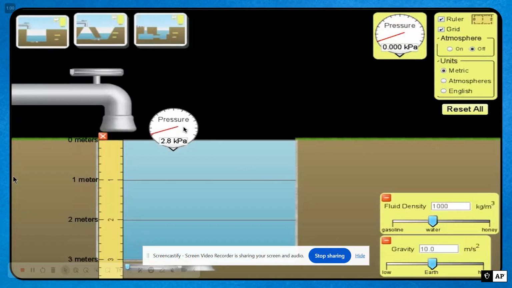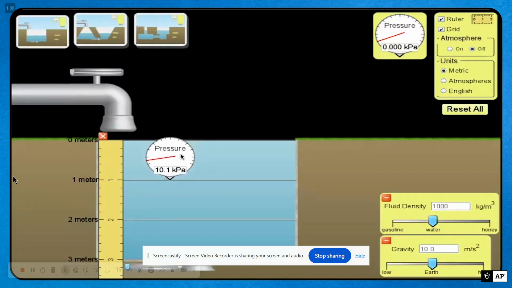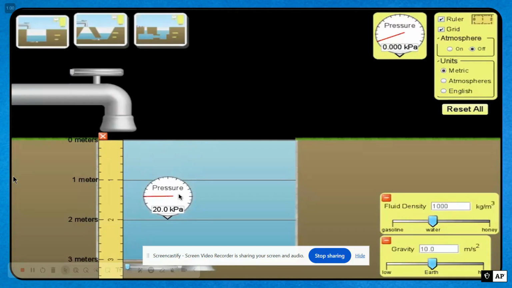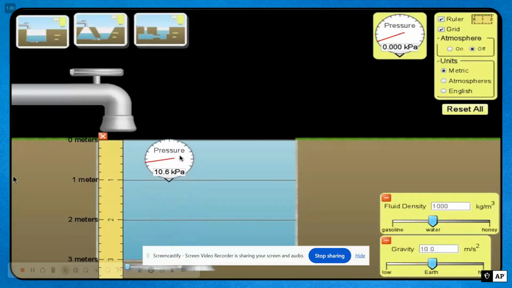We're going to first vary the depth. We're going to start by putting it at a depth of 1 meter, and notice it's 10 kilopascals. If I double that depth, I'm at 20 kilopascals. If I triple that depth, it doesn't let me get all the way down there, but you notice it's going to be triple as well. So that's a linear relationship. If I double the depth, I double the pressure.